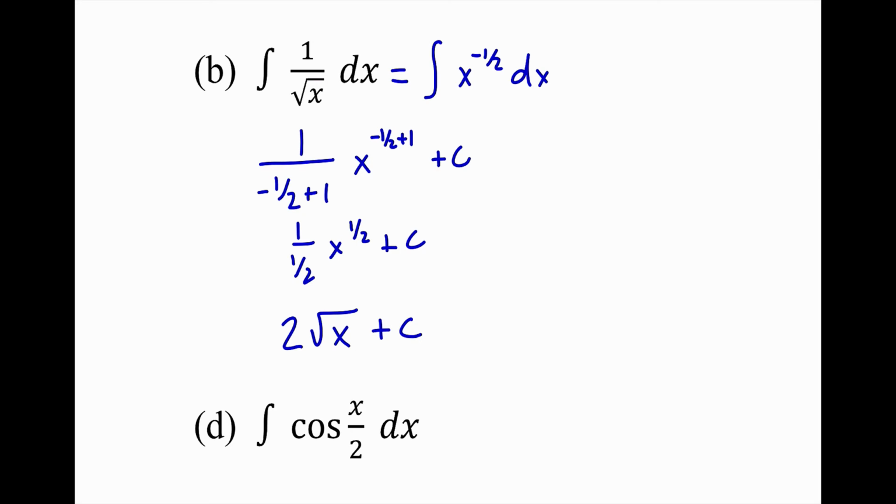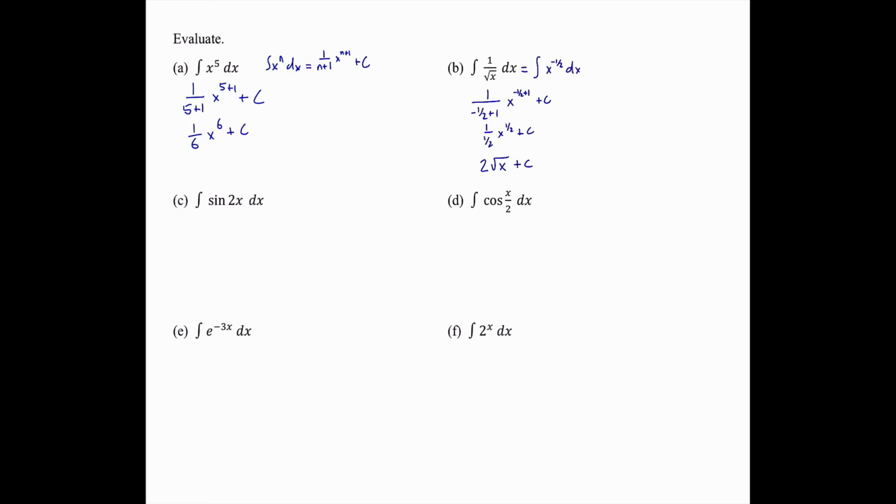And then lastly, that gives us just 2 times the square root of x plus the constant to be the antiderivative of b. So we have a few more examples right here, and I encourage you to pause for a sec and work out these examples before you look at the solutions, which will appear here in the next few seconds.